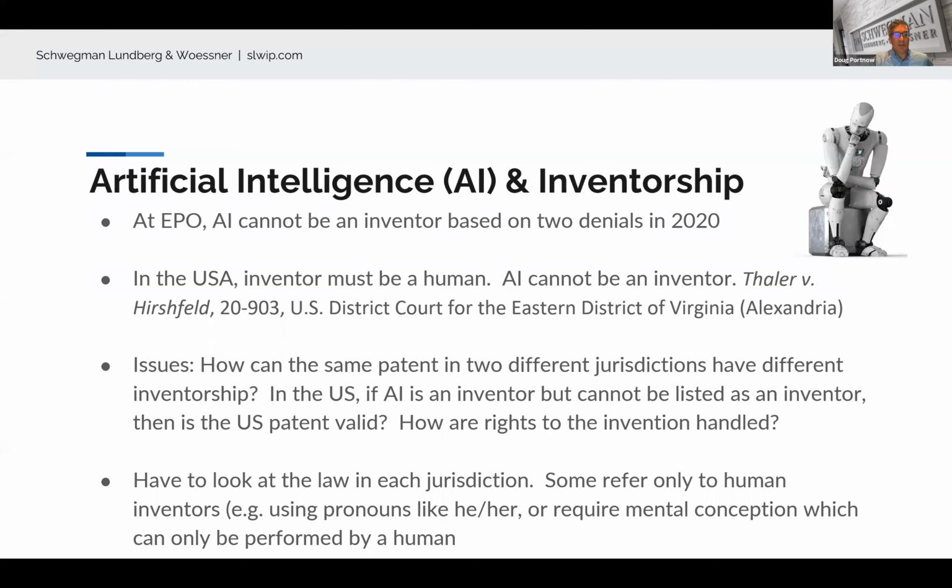And then we have this tension that, if in the US AI is an inventor but can't be listed as an inventor, and we know that you have to list the correct inventorship for a US patent to be valid, then how can that US patent be valid? Well, I'm not going to answer that. I think our audience can think about that and figure that one out for themselves. And then how are the rights to the invention handled if AI is an inventor? Can the AI assign the invention to the company or to someone else? And how is that actually handled?